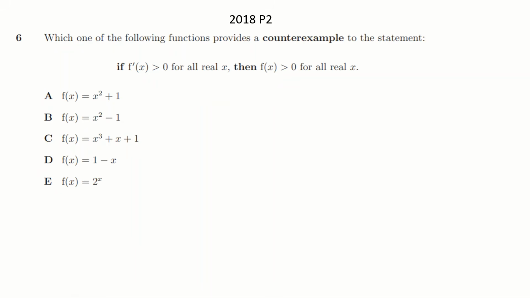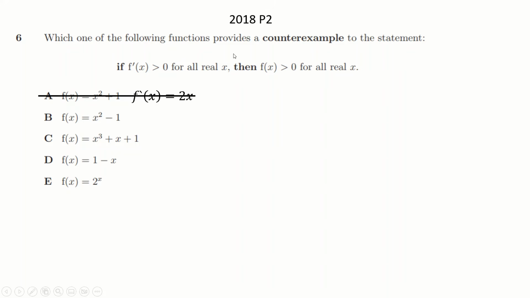Okay, so another one. Again, reading the first statement really carefully. If f dashed of x is greater than 0 for all real x. So let's find f dashed of x every time. So here it's just 2x. That's clearly not bigger than 0 for all real x. Just put x as minus 1 in. So that cannot be the counterexample.